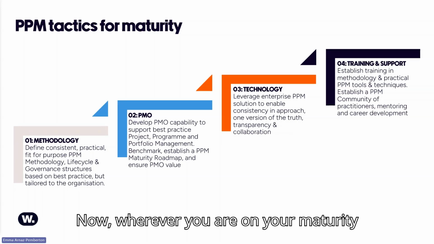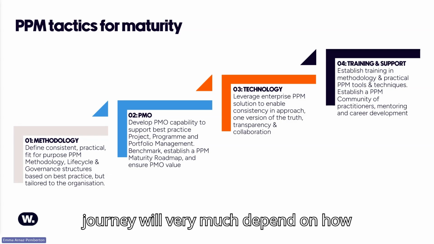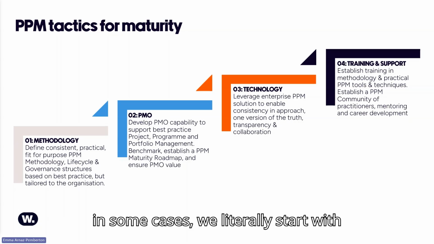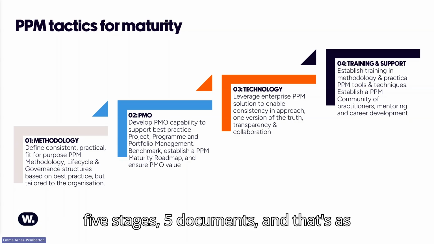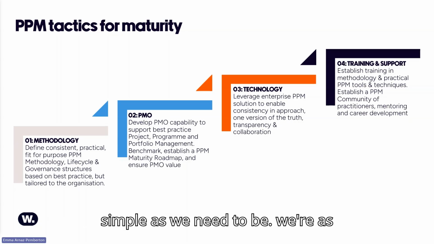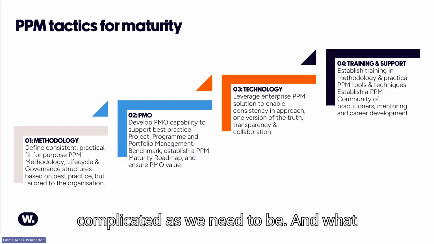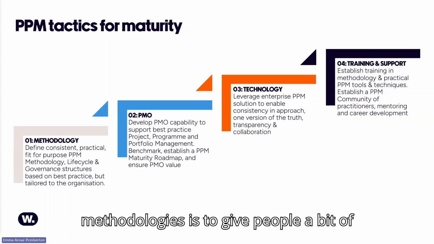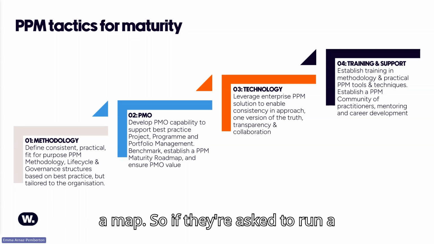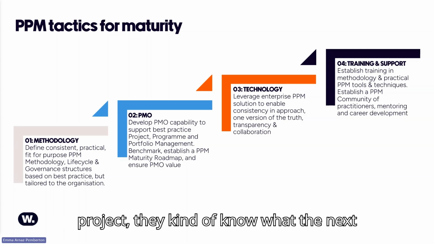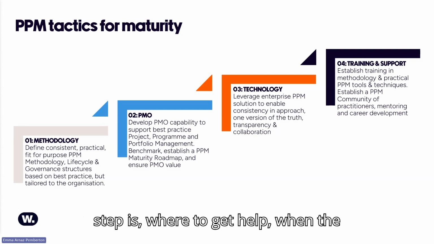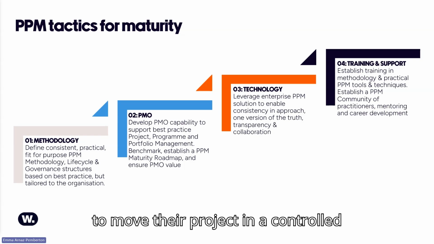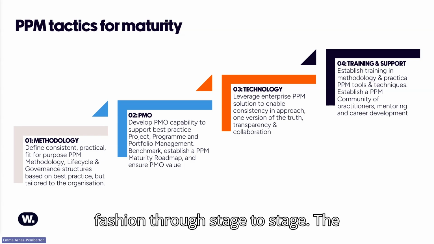Now, wherever you are on your maturity journey will very much depend on how advanced this methodology is. So in some cases, we literally start with 5 stages, 5 documents, and that's as simple as we need to be, or as complicated as we need to be. And what we're trying to do by developing methodologies is to give people a bit of a map. So if they're asked to run a project, they kind of know what the next step is, where to get help, when the decision points are, to really help them to move their project in a controlled fashion through stage to stage.